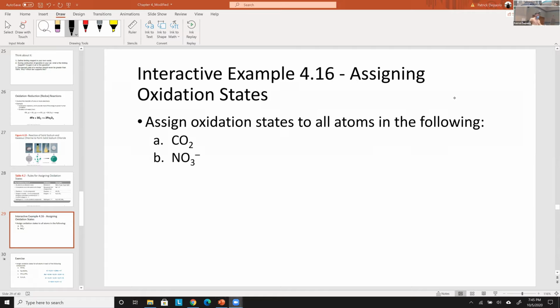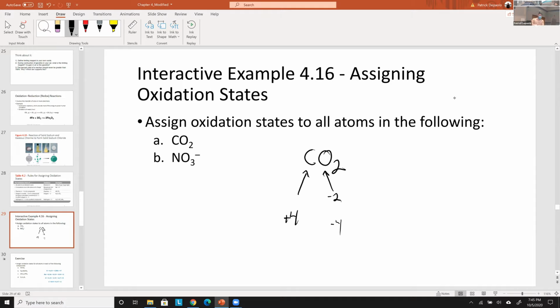So CO2. Oxygen is -2. Here's the way I like to do it. I draw arrows underneath, and I go -2. I write the oxidation state for the element, not for the total of them. Since there are 2 of them, you're going to have -4. And then that means, what's carbon? +4.